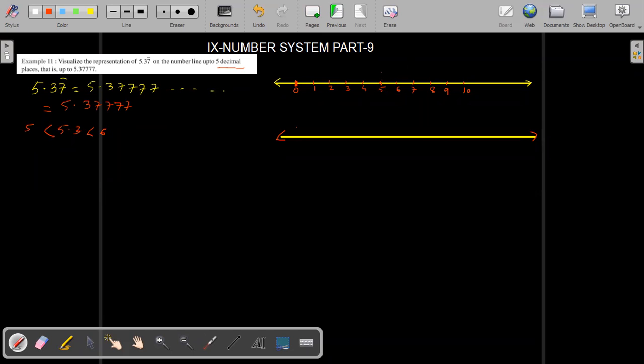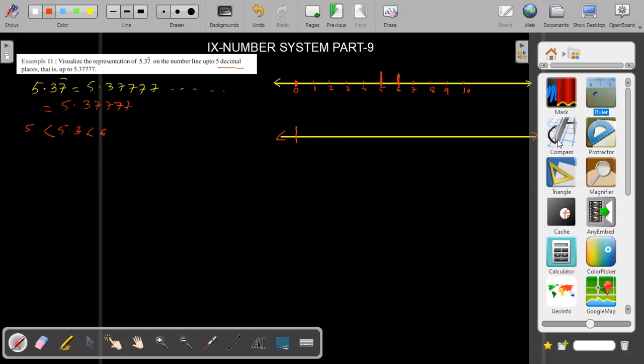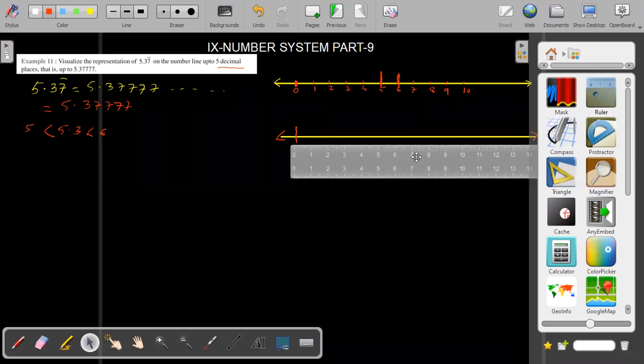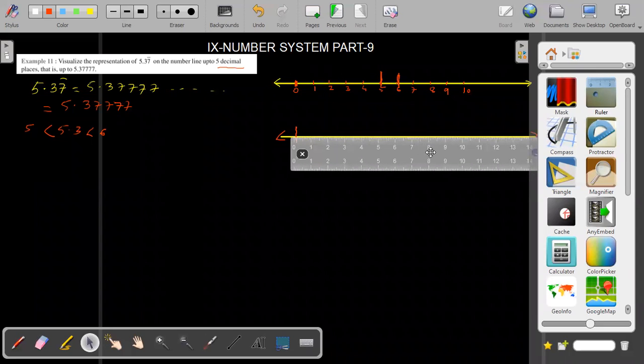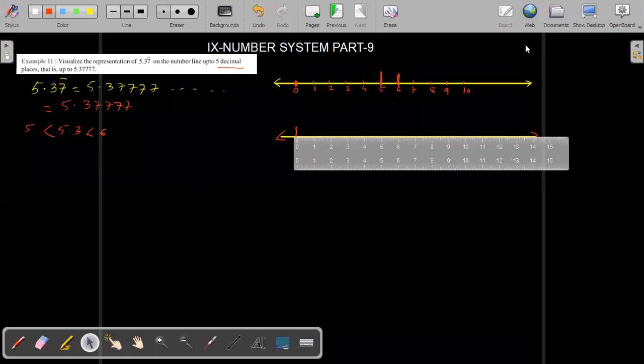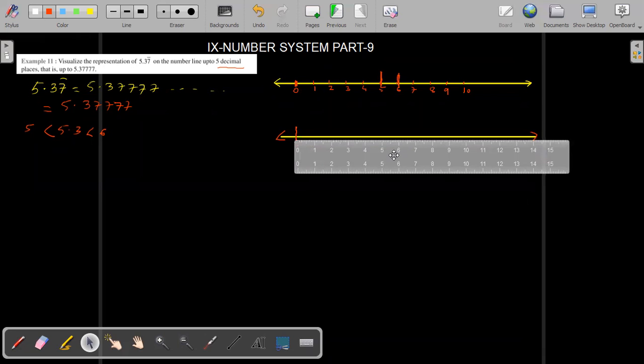First we will make this big straight line here, 5 and 6. This is 5 and this is 6. Then divide another line into 10 parts. Again 10 parts. This is our first part. We should use a ruler so that the distance is the same. So divide into 10 parts.